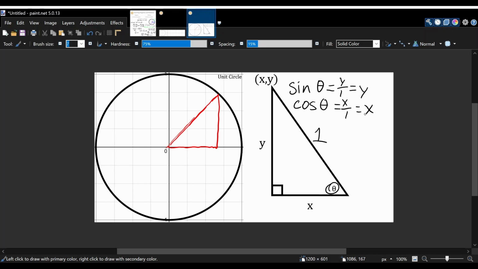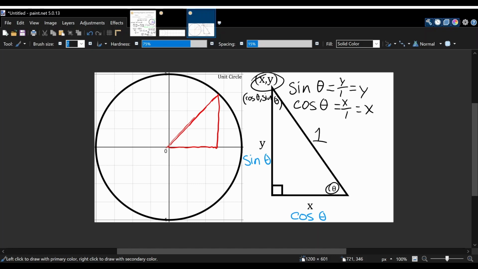And that means that this point over here is going to be equal to cosine theta, sine theta. And also write it down here. So this is going to be equal to cosine of theta, and this is sine of theta. So now let's look at the actual triangle.